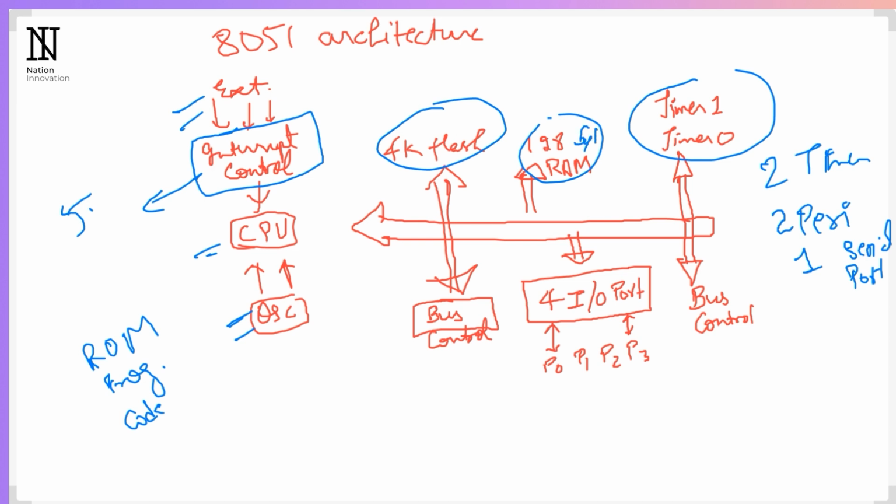Now, buses are the group of wires which function as a communication channel to transfer the data. Here in 8051, buses comprise of 8 or 16 wires together. So, 16 bit of address bus is there, and 8 bit of data bus. Then we have the oscillator.